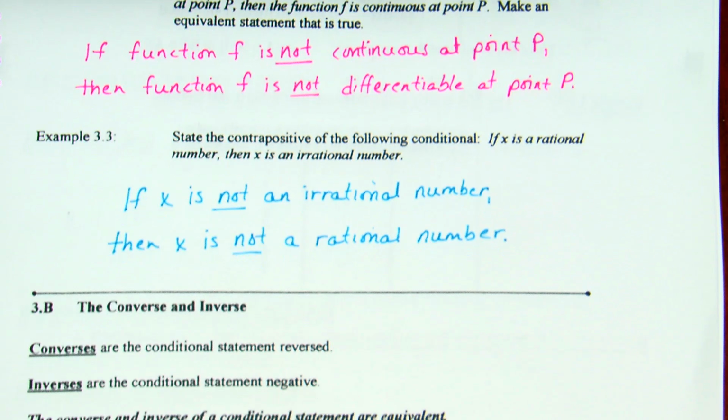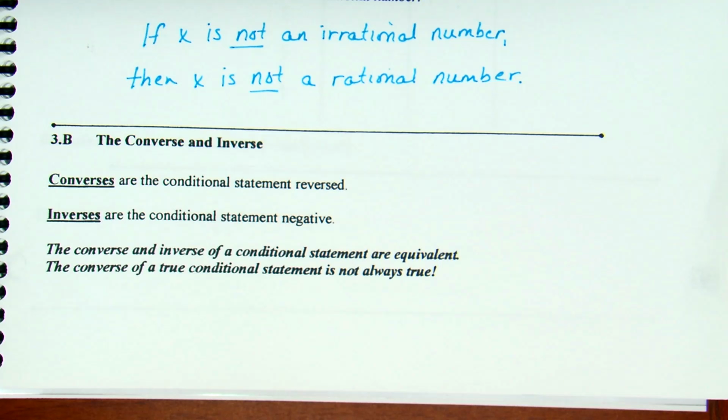Converses and inverses. Converses are conditional statements reversed. So it's like doing a contrapositive where you flip the two pieces, but you just reverse them. That's it. You don't put the negatives in. The inverse is the conditional statement just negative. So no switching, but making both pieces negative. So converse and inverse combine to make a contrapositive, but individually, they're two separate things.